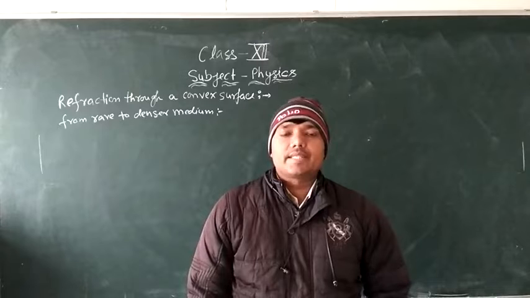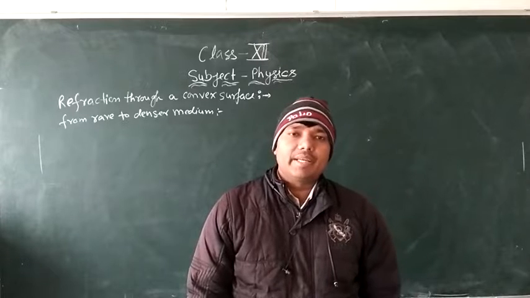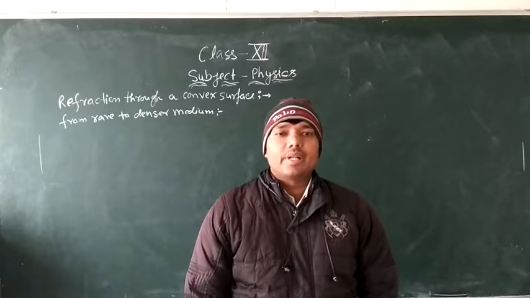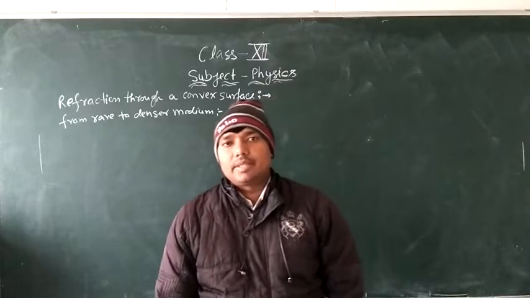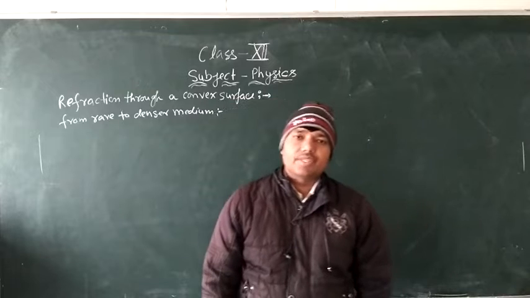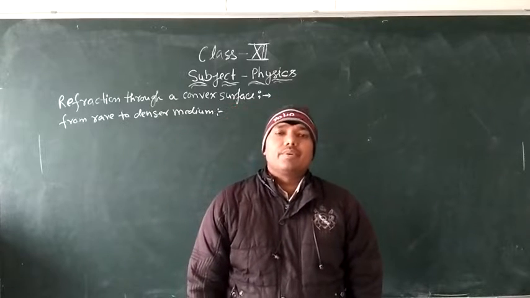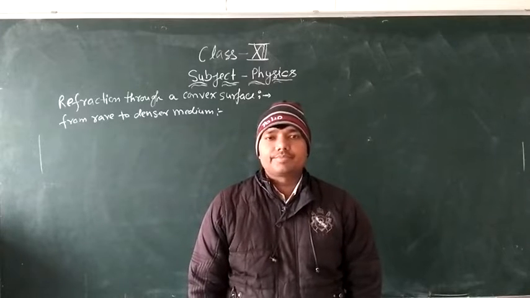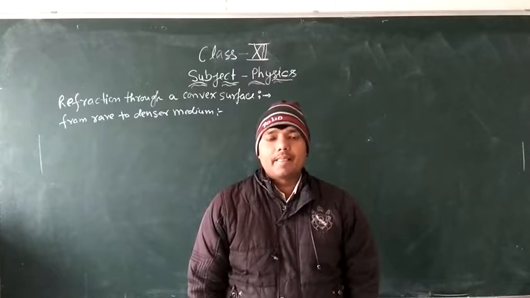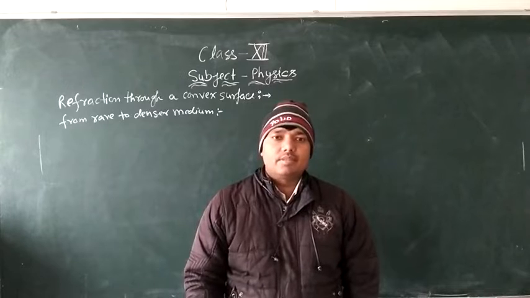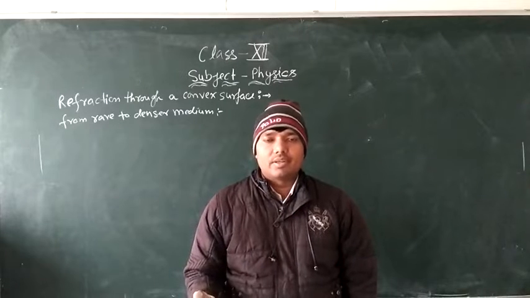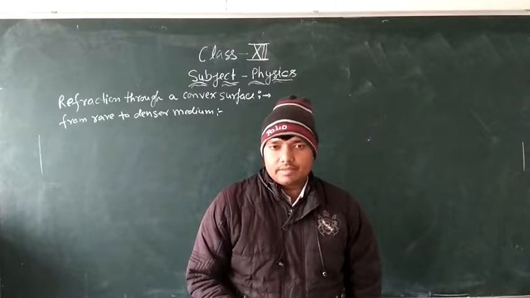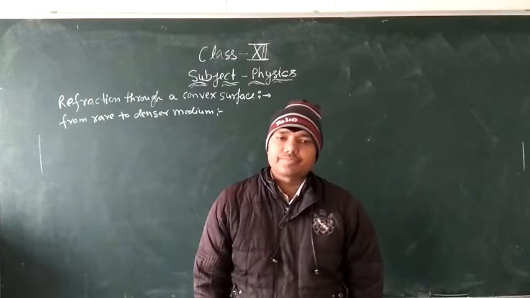Yesterday we discussed the topic of linear magnification, in which you saw that linear magnification is a very important physical quantity which describes the nature of image, that is, how the image is smaller or larger than the object, and whether the image will be real or virtual.